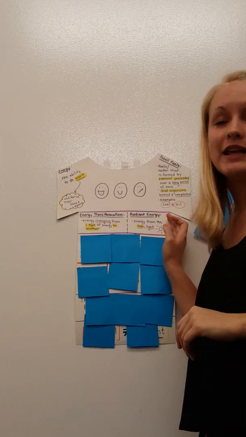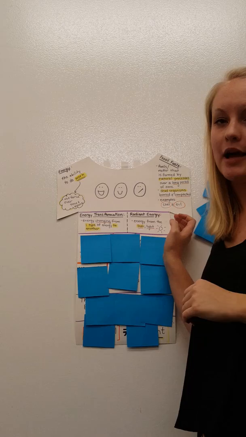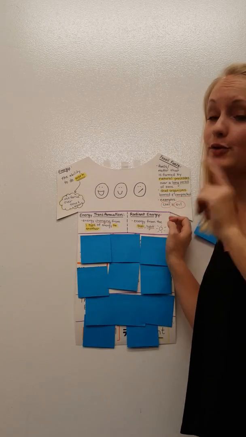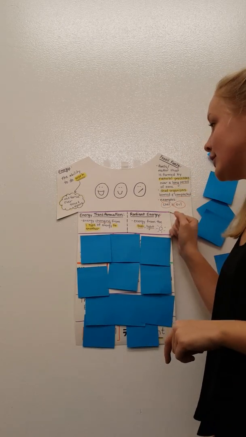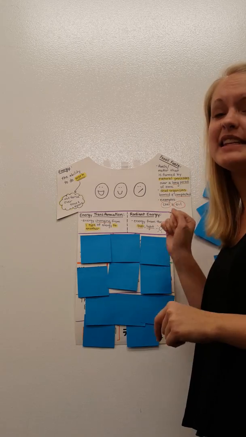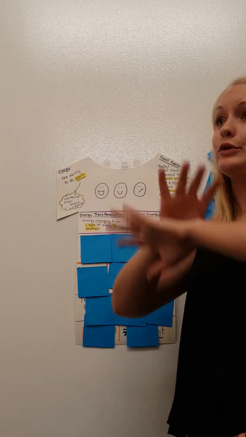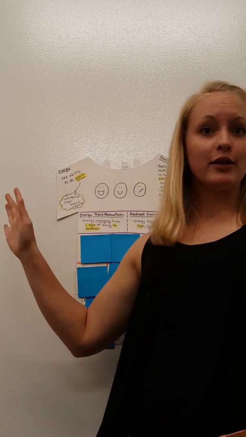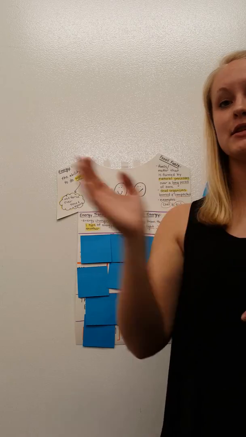The first one is radiant energy, and radiant energy is going to come into play in our experiment tomorrow, so pay attention to this. Radiant energy is energy from the sun. It is light energy. It is when you go outside and there is light all over the place, that is where it's formed in waves. And these waves come from the sun.